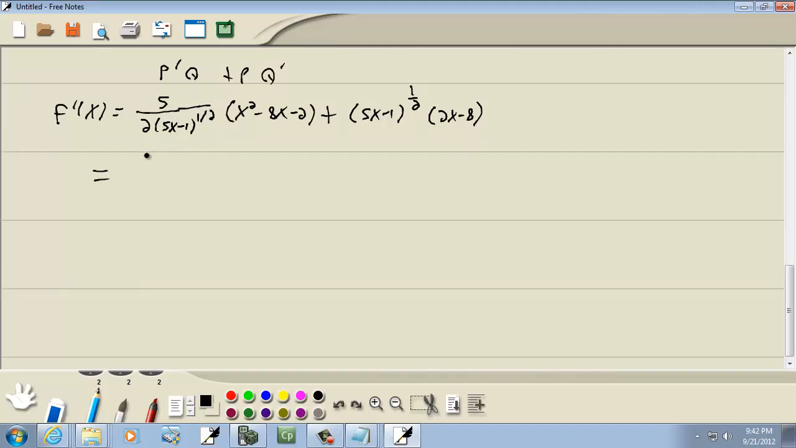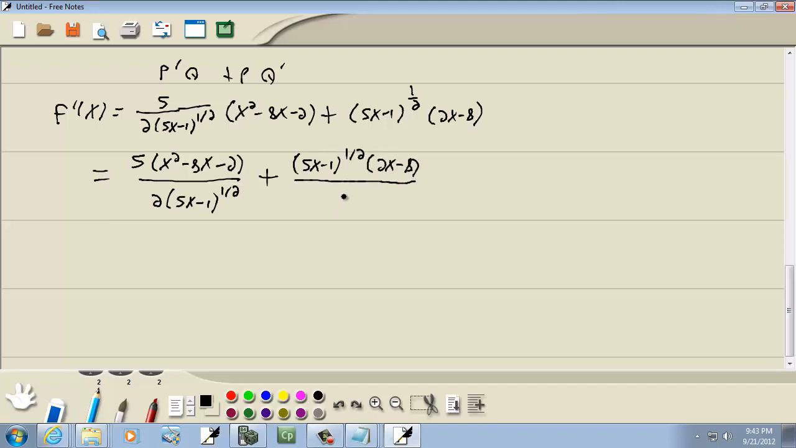Okay. I'll put this into a single fraction. So we got 5 times x squared minus 8x minus 2 over 2 times 5x minus 1 to the 1/2 plus, and I'm going to merge these together, so I want to get a common denominator, so I'm going to put this in fraction form. So this will be 5x minus 1 to the 1/2 times 2x minus 8 over 1. Our common denominator would be this, 2 times 5x minus 1 to the 1/2, since the other one's a 1.